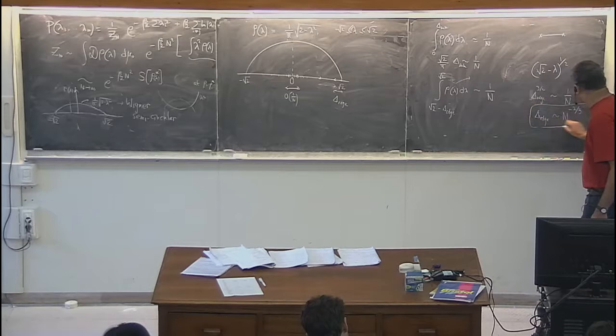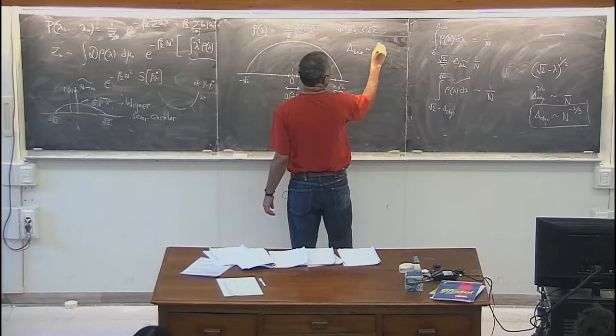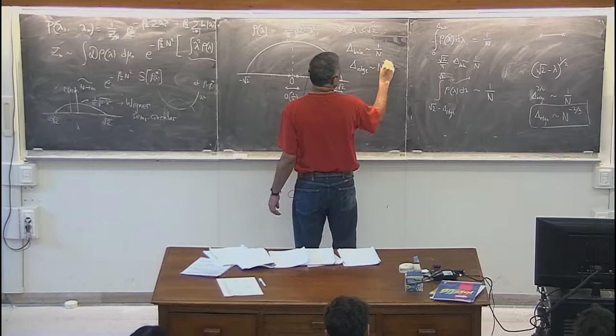So the conclusion is that delta bulk is of order 1 over n, and delta edge is of order n to the power minus 2/3. You get it very cheaply, just by looking at the semicircular law.